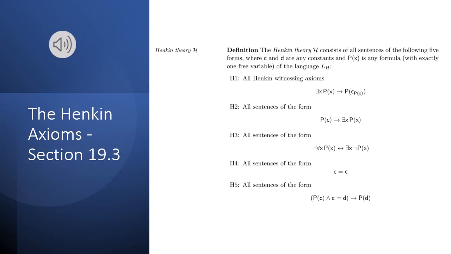So now that we have expanded our language, we're able to state the Henkin witnessing axioms, or what the book calls the Henkin theory, denoted by this script H.